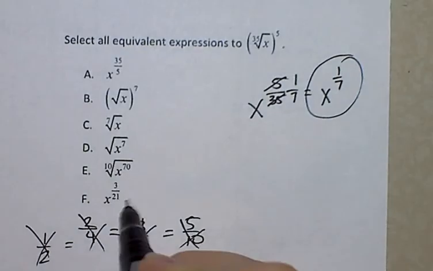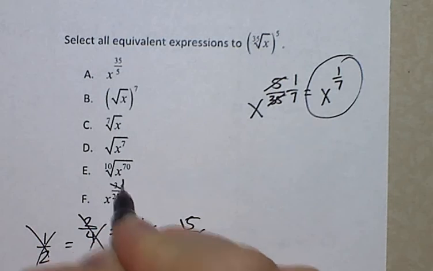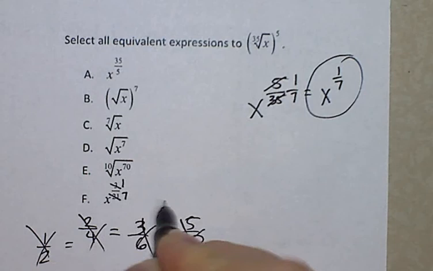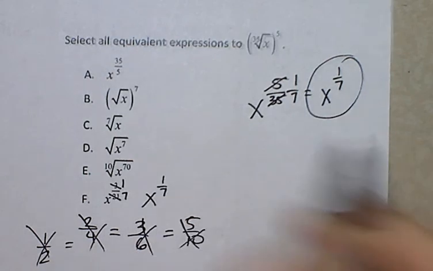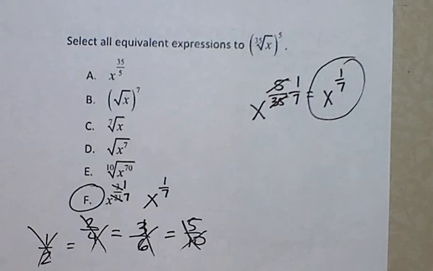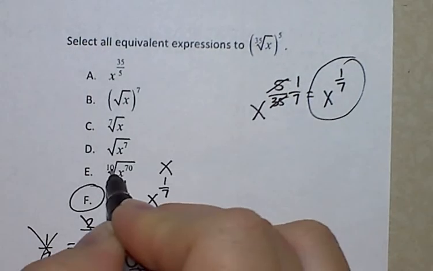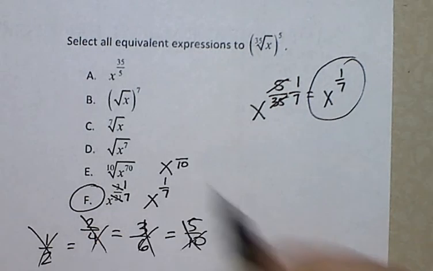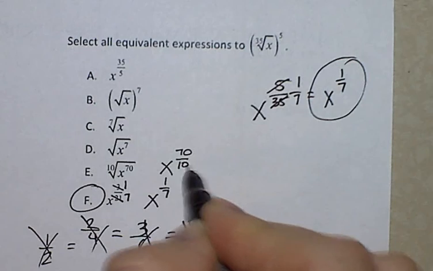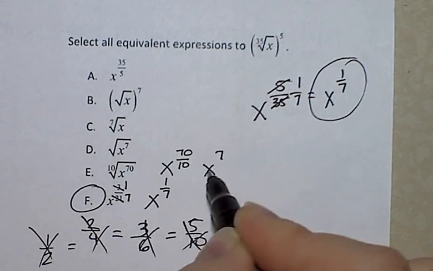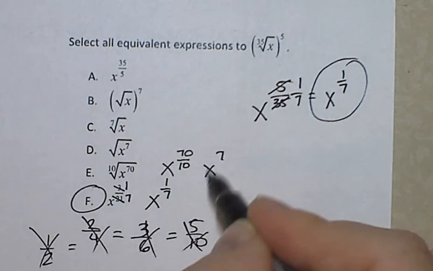Let's start with the bottom. 3 over 21, 3 goes into itself once, 3 goes into 21 7 times. So this reduces to x raised to the 1/7. Same thing as above, I circle F. Option E. The nth root is 10, it goes on the bottom. 70 then goes on top. 70 divided by 10 reduces to 7. X to the 7th is not the same as x to the 1/7. Those are different values.